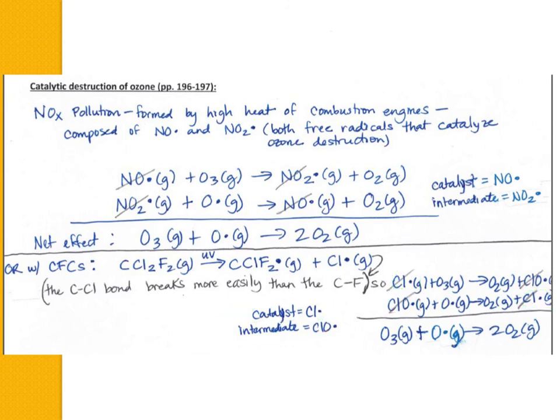So now we've looked at two ways that these pollutants can cause the ozone to turn into oxygen, which doesn't sound like a catastrophic problem, but the problem is that it's happening too quickly. There is a natural order of how this interaction between ozone and oxygen is supposed to go, and that's called the Chapman cycle. So we're going to look at that next.